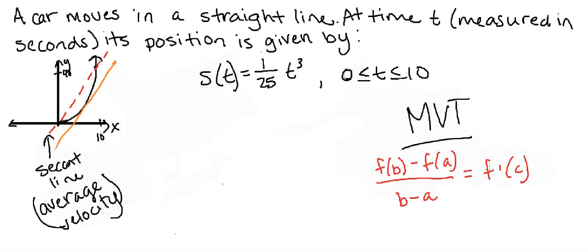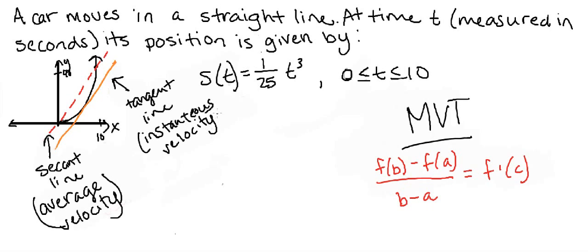So average velocity. Then going back to our mean value theorem, on the right-hand side, we have equals f prime of c. So going back to our graph, this orange line here is the tangent line, and this is going to give us the instantaneous velocity at time c. So what we can say using the mean value theorem is that the slope of the secant line, or the average velocity, is going to equal the instantaneous velocity at some time.